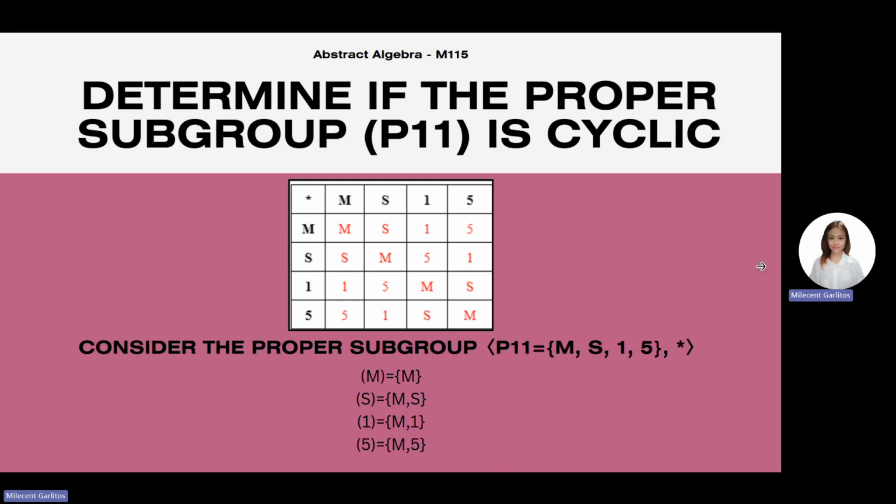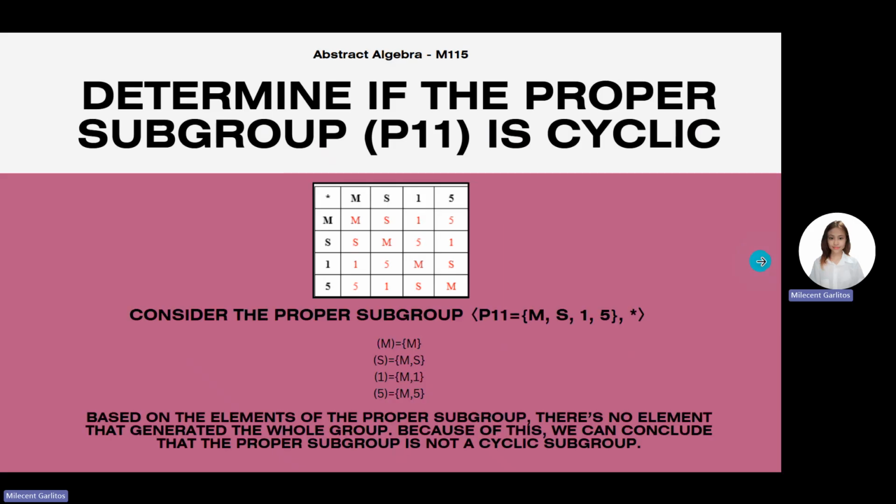Now determine if the proper subgroup P sub 11 is cyclic. So consider the proper subgroup P sub 11, which is the set of M, S, 1, 5 under binary operation star. We have M generates M, S generates M and S, 1 generates M1, and 5 generates M5. Based on the elements of the proper subgroup P sub 11, there is no element that generated the whole group. Because of this, we can conclude that the proper subgroup is not a cyclic subgroup.